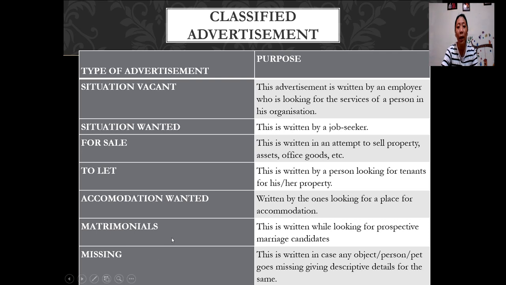All right. Accommodation wanted. This is written by those looking for a place of accommodation. Suppose I'm working and I'm new to a city, all right, and I have no place to live. If I give an advertisement, I'll use the caption or title accommodation wanted, meaning that I am in need of a house or a room or a flat to live.